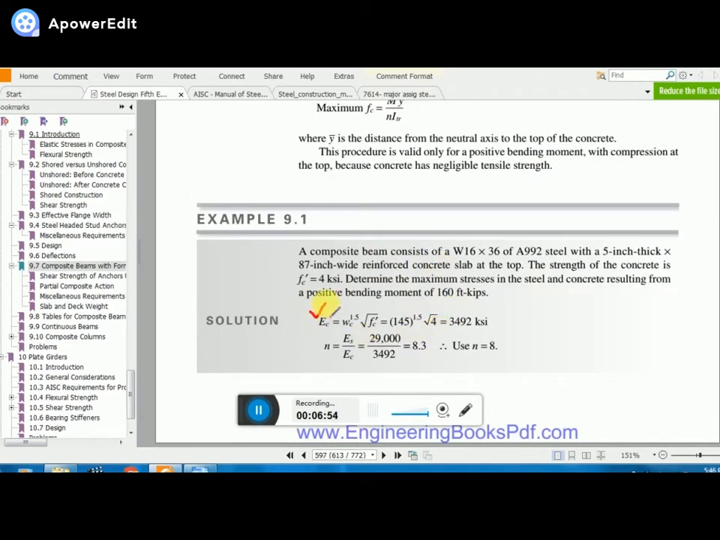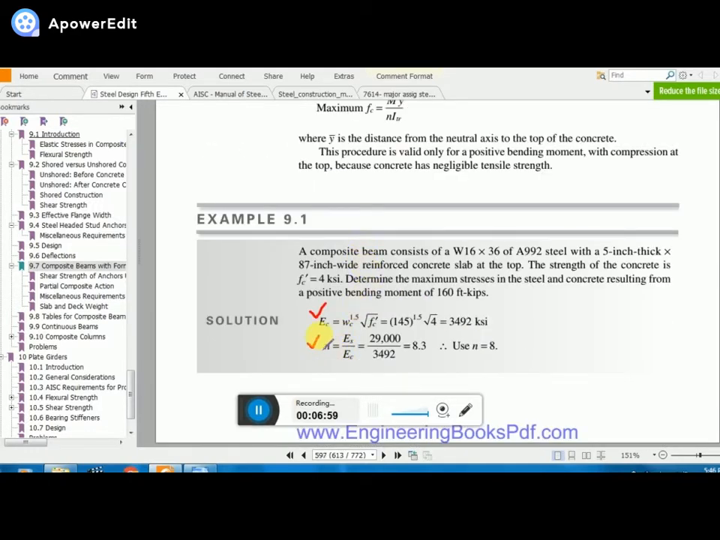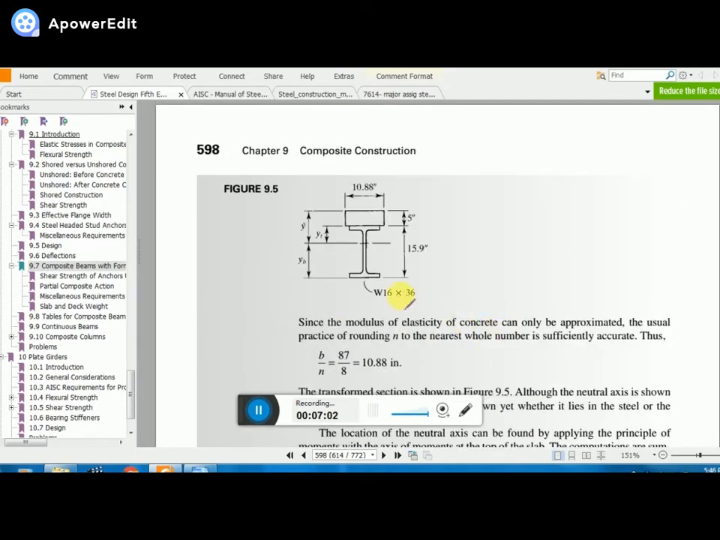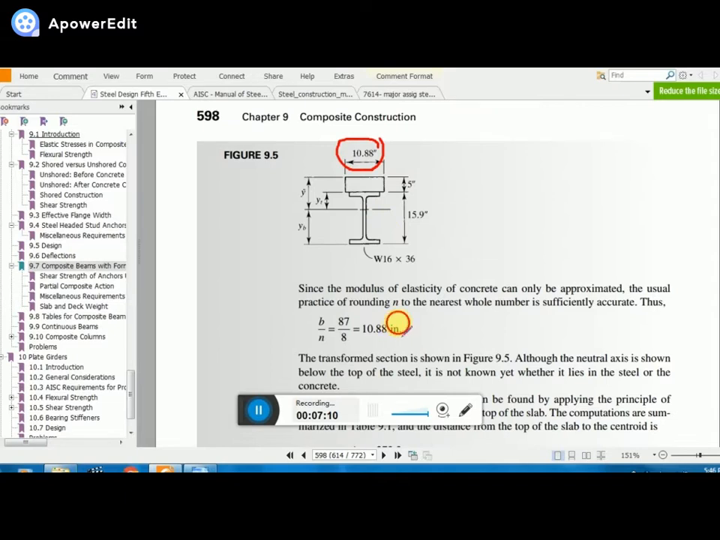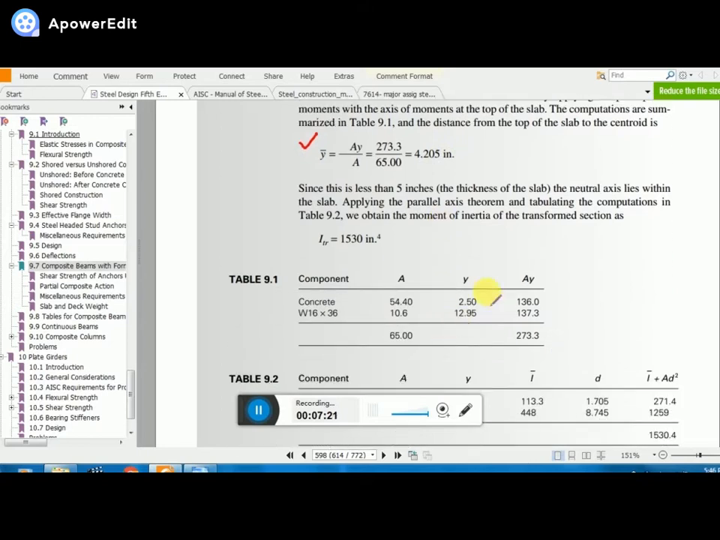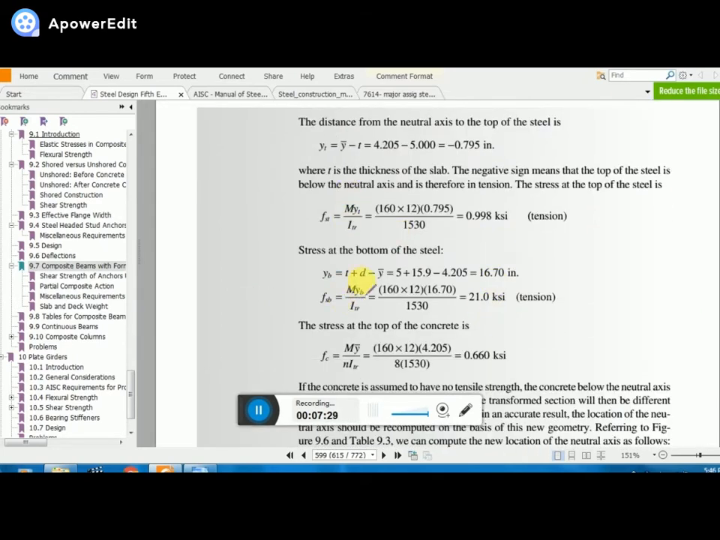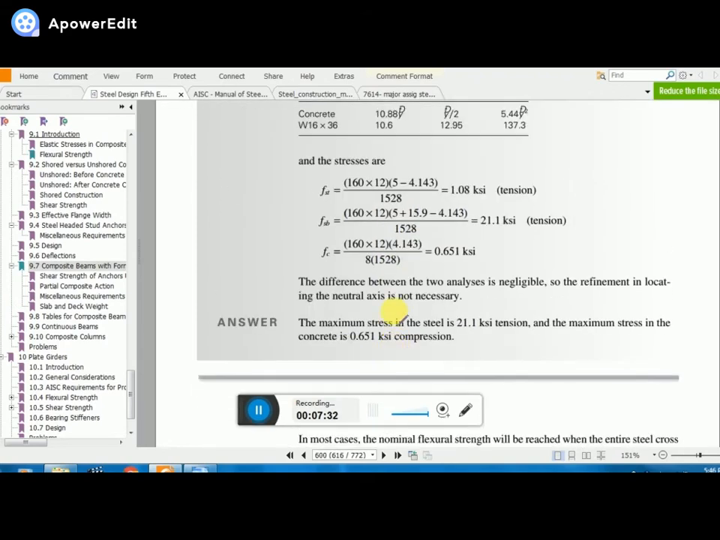They calculate the modulus of elasticity of concrete. They calculate the modular ratio, that is 8, and you see this is the equivalent width of the steel section if you convert the concrete into steel, and that is 10.88 inch. Then they calculate the centroidal neutral axis, and then you see the whole tabular calculation, and then they calculate the transformed section. Clear? And then they calculate the resulting stresses.